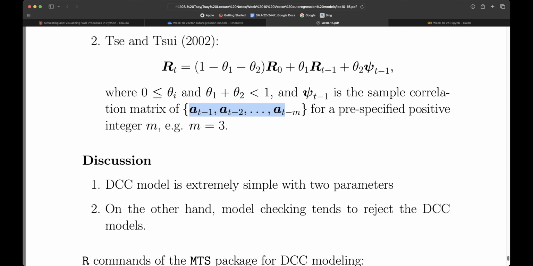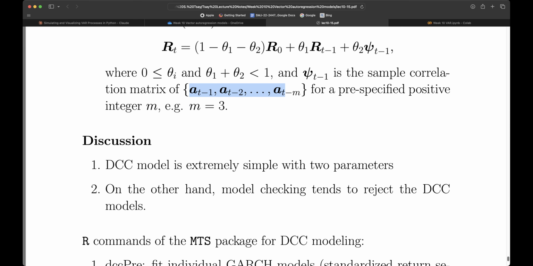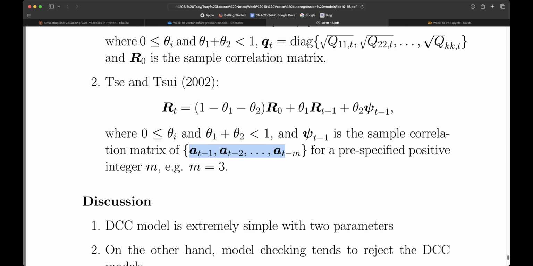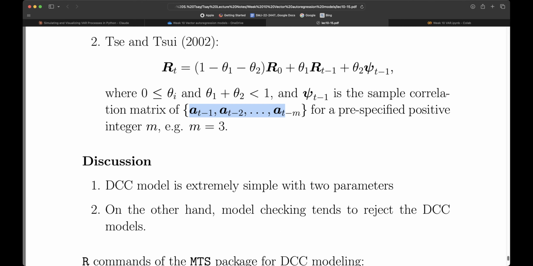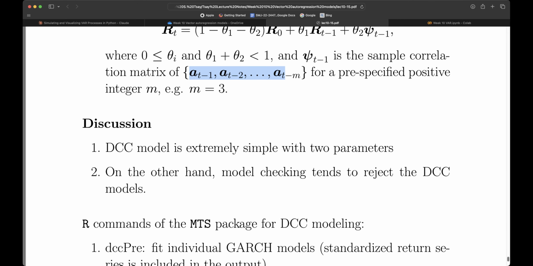Discussion. This model is extremely simple, with only two parameters. On the other hand, model checking tends to reject the DCC model. The DCC model is simple, but in reality it does not explain the data well.